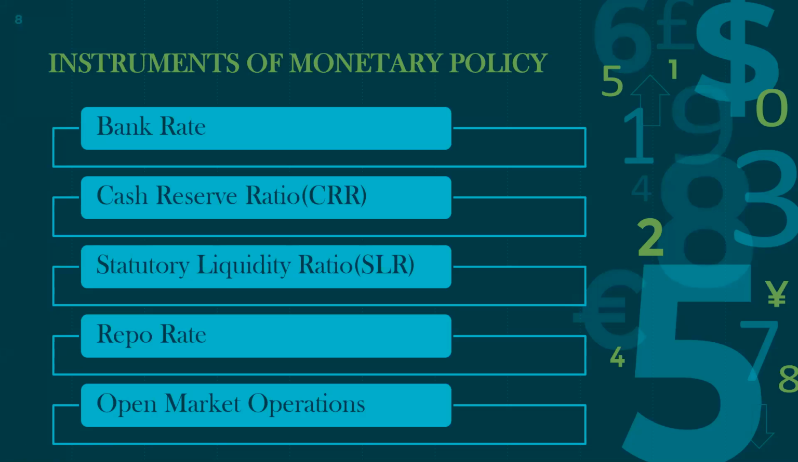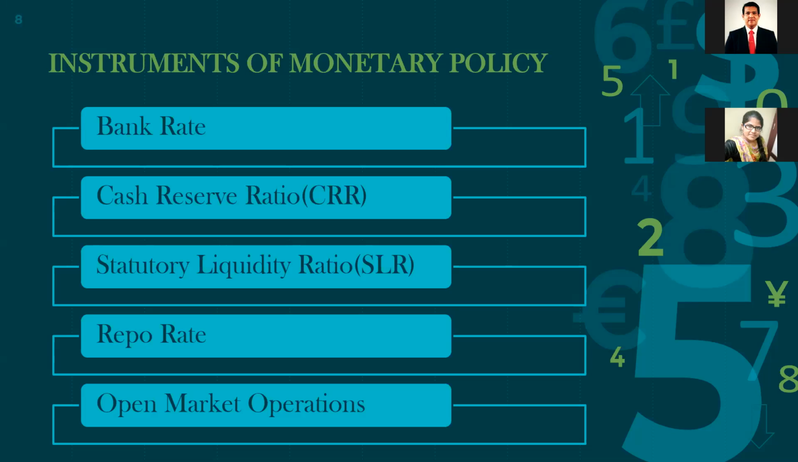Next is CRR, that is cash reserve ratio. Cash reserve ratio is a certain percentage of the bank deposits which the banks are required to keep with the RBI in the form of reserves or balances. So the higher the CRR, the lower will be the liquidity, and vice versa.